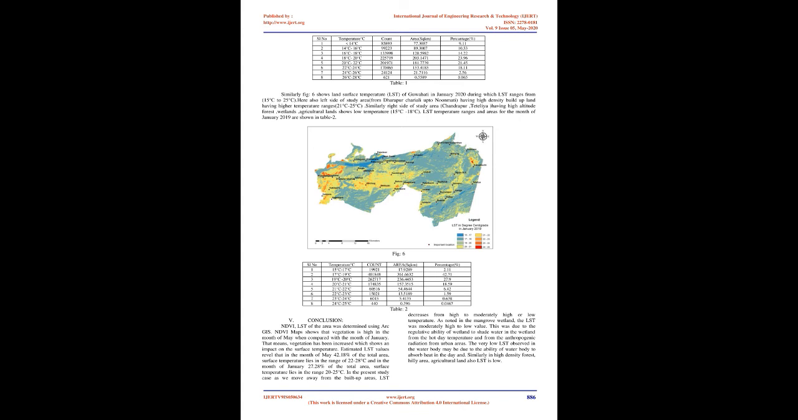There is also a temperature variation due to the river Brahmaputra flowing through Guwahati city. The minimum temperature is found over water bodies, wetlands, waterlogged areas, and high-altitude forest land, ranging from 12 to 17 degrees Celsius, found on the right side of the study area in the Chandrapur-Digirati region. The impact of vegetation is clearly seen, as low temperature values are observed over agricultural land, dense vegetation, forest, water bodies, and wetland categories. LST temperature ranges and areas for the month of May 2018 are shown in Table 1.